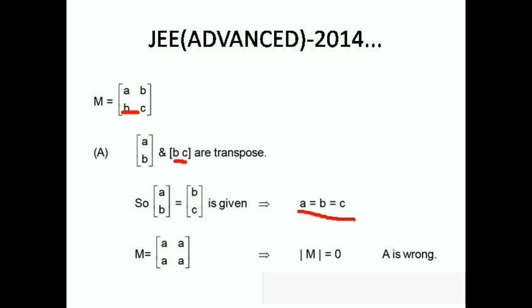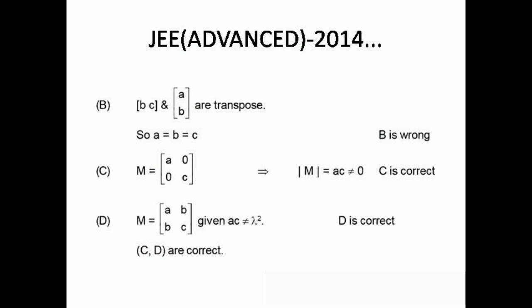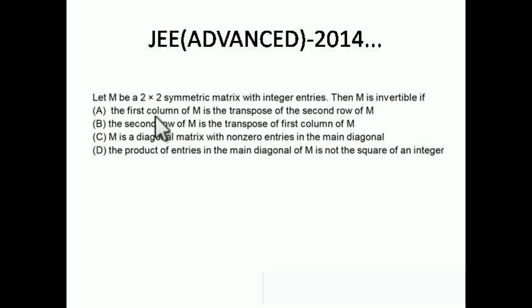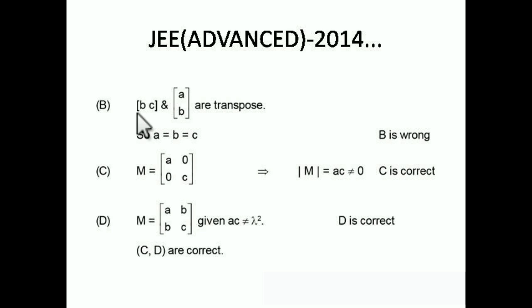Now we have to check for B, C and D. Now in B, they say the second row of M is the transpose of the first column of M. The second row is BC, and it is the transpose of the first column, which is AB. That means again B is equal to A and C is equal to B. So again B is wrong, because all entries are the same, the mod M becomes 0 and the inverse does not exist.